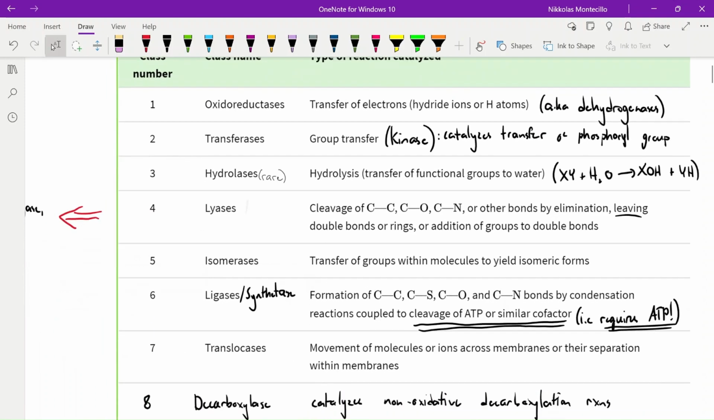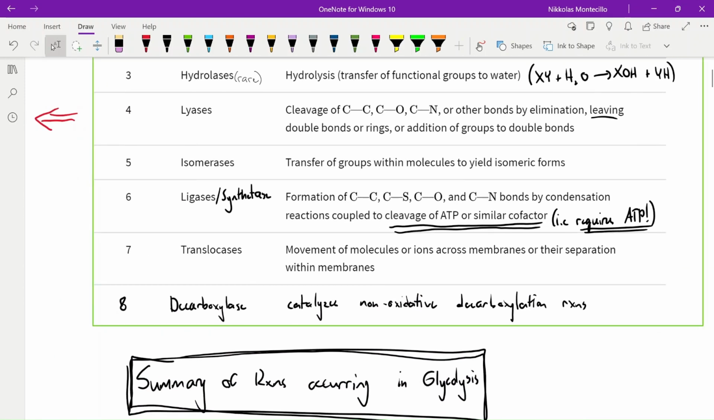Translocases are enzymes that facilitate the movement of molecules or ions across membranes, or the separation of molecules within membranes. So we can just consider translocases as transport proteins. They just facilitate the movement of one molecule from one side of the membrane to the other. There's a couple examples shown in cellular respiration where translocases are used. Okay, so just remember that translocases are just transport proteins.